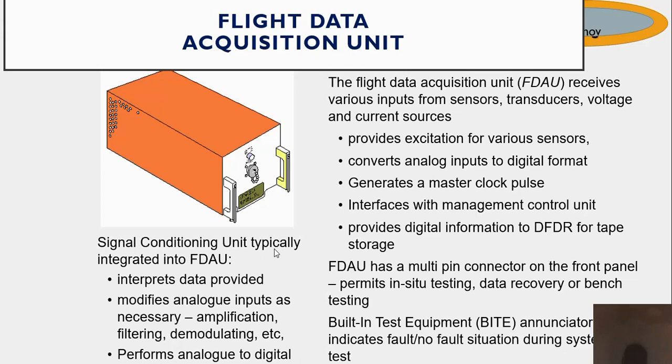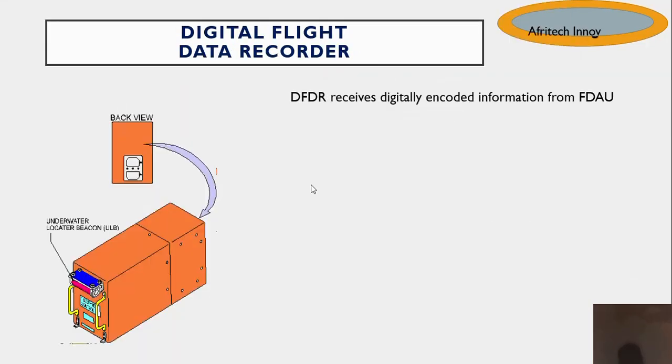So this is the signal conditioning unit, and it is typically integrated into the flight data acquisition unit. It interprets the data provided. It modifies analog inputs as necessary. It does amplification, filtering, modulating, and it performs ADC, analog to digital conversion.